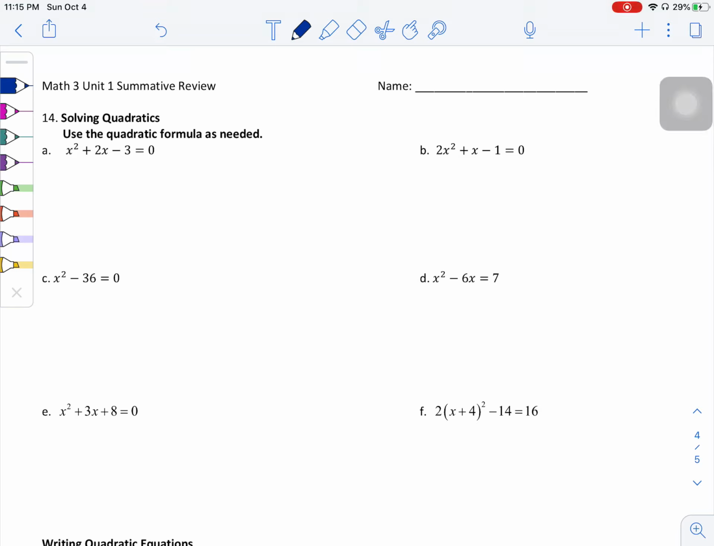This is page 4 of the Unit 1 summative review. I'm going to jump right into solving the quadratic equations. There are multiple ways to solve these. I am only going to show one method for each problem. If you have any questions or concerns, you can feel free to email me, or you can try a problem a different way and just make sure that the answers match.